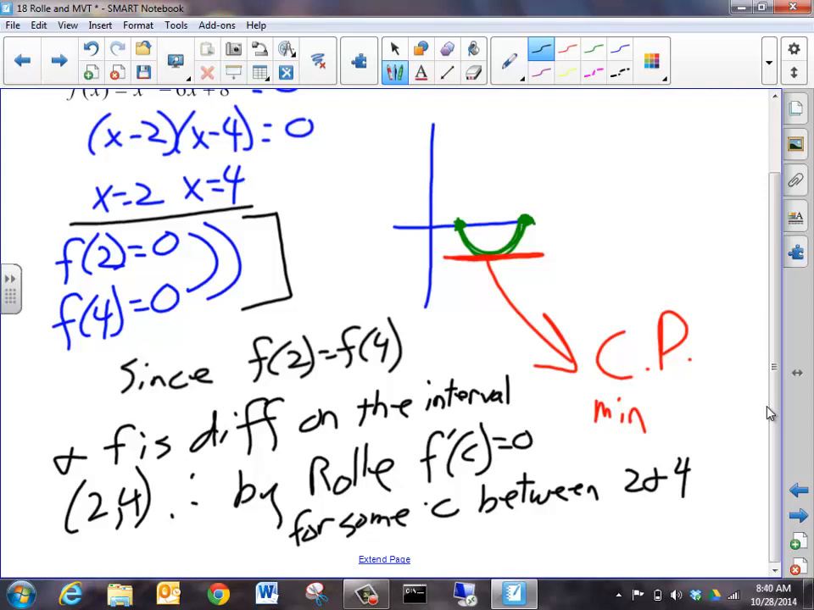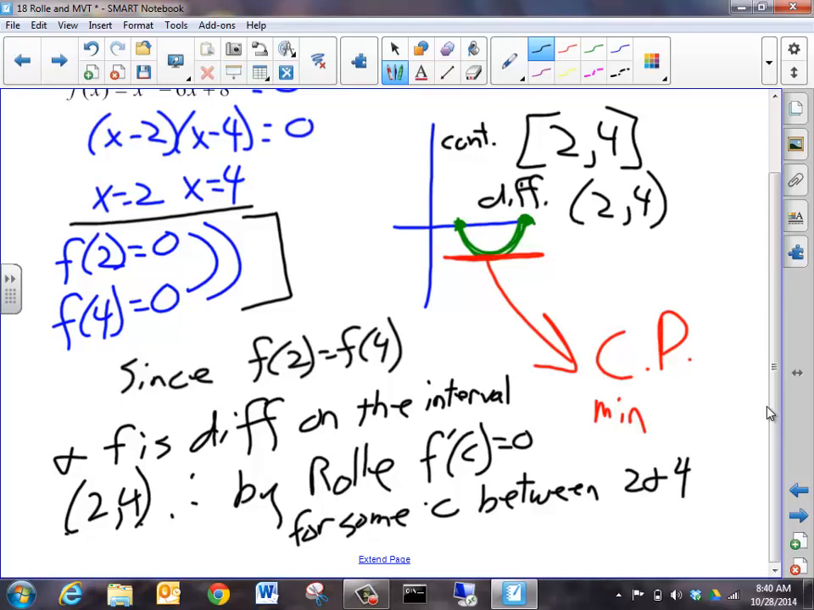Good question. What should I use here? Do I have to use parentheses or brackets? What's the difference between this and this? Brackets include the endpoint, okay? We can't talk about differentiability at the ends 2 and 4, so we would need parentheses there. Go back and look, it said it was continuous on the closed interval and differentiable on the open interval, meaning it's continuous at 2 and 4, but it doesn't have to be differentiable there. So when you're writing differentiable, be sure you write open parentheses. If you're talking about continuity, you would say square brackets.